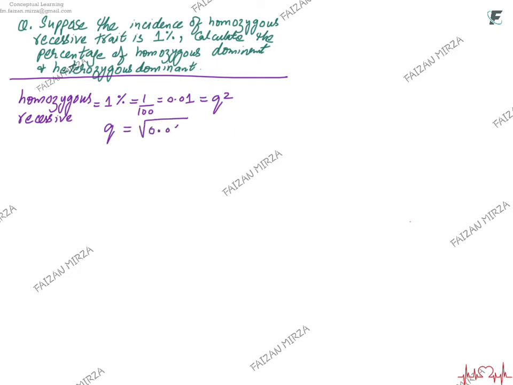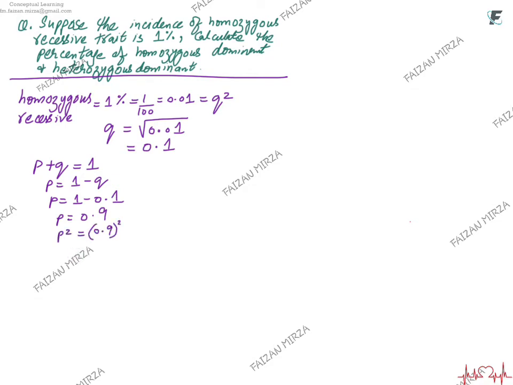So what do you do? You work out the q value here. The q comes out to be 0.1. Once you have q, this is the single homozygous recessive allele. Now you apply p plus q is equal to 1. You just equate the value and rearrange the formula for p. So p is equal to 1 minus 0.1, and p comes out to be 0.9. So this p represents a single dominant allele here.